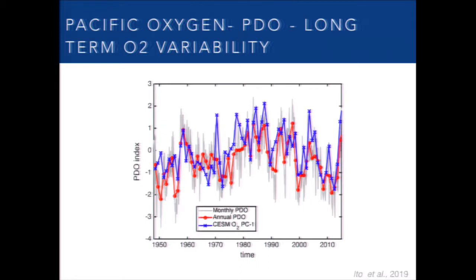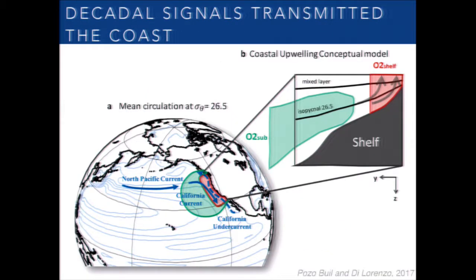There's a recent paper led by Takahito showing that the variability in the North Pacific decadal timescales is largely simulated by the CESM. So Matt showed us this in a different way, but what you're looking at here is time on this axis and the index of PDO here, and you're looking at an annual PDO signal here, at the red, and then also the CESM oxygen there. So showing that oxygen variability on the decadal timescales seems to really be following the Pacific decadal oscillation in the large-scale ocean, in the large-scale North Pacific.